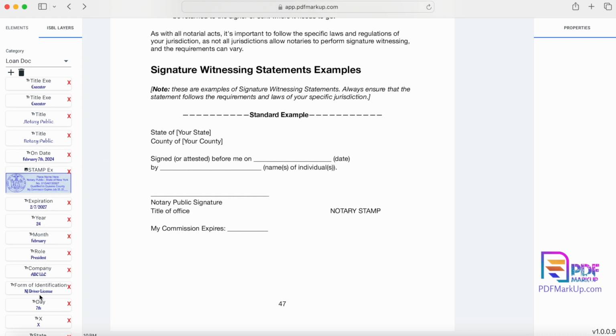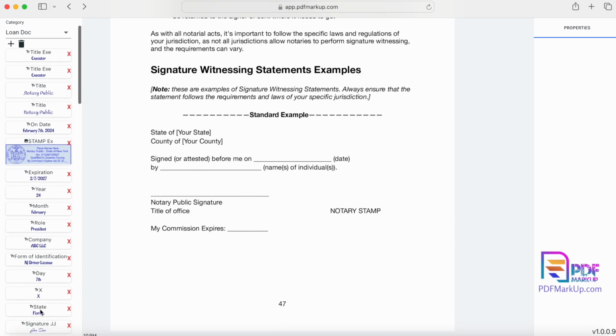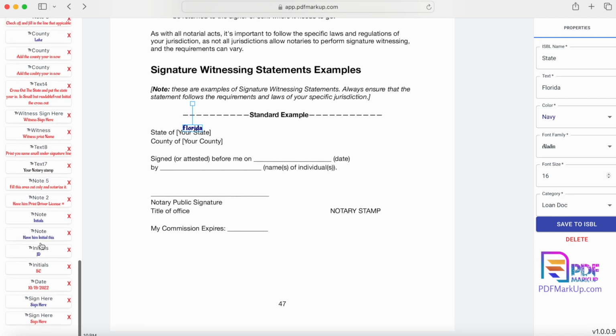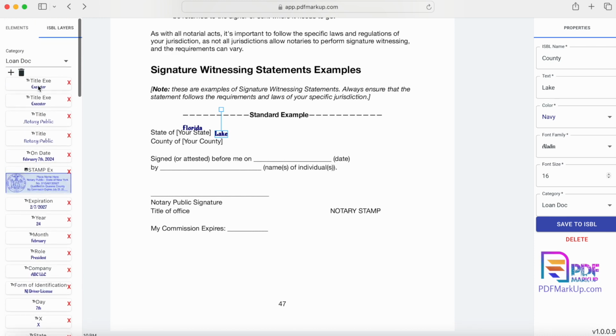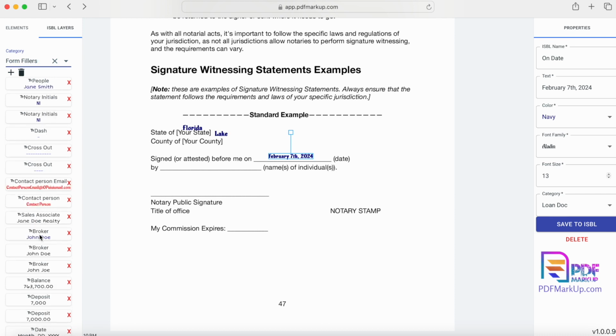So you put your state, okay? In this case, let's say we're in Florida, and you're going to put your county, which you know what our county is by now, Lake. Signed or attested before me on blank, by. So you have to put the date in here. So you're going to put the date, February 7th, 2024, or whatever the date is that you're doing this, by the person who is witnessing.